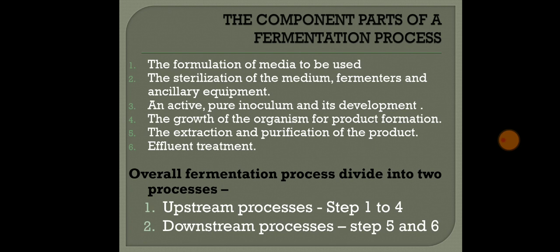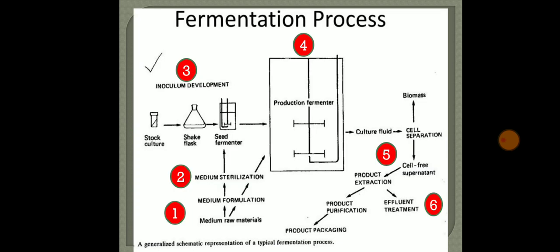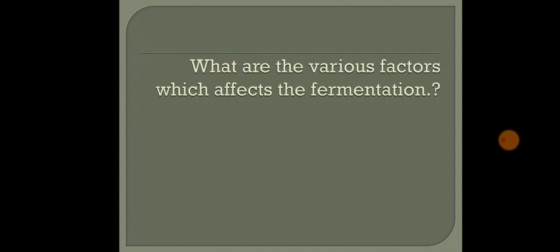This is the schematic representation of a fermentation process, where I have shown 6 steps. First step is media formulation, second step is sterilization, third step is inoculum development, fourth step is actual production of a product, fifth step is product extraction and purification, and sixth step is effluent treatment.